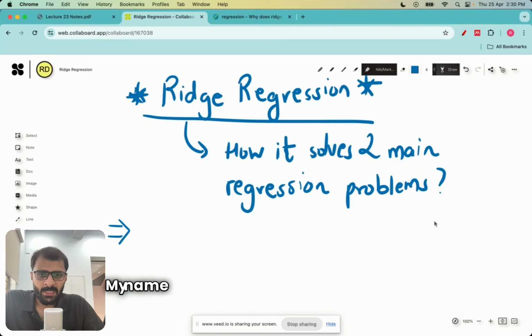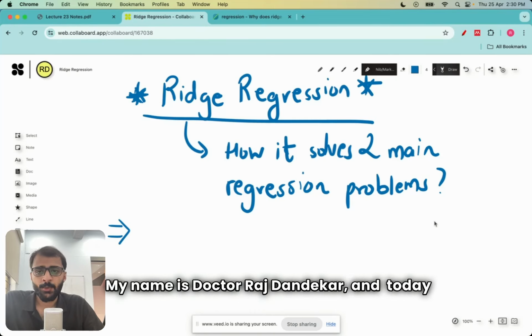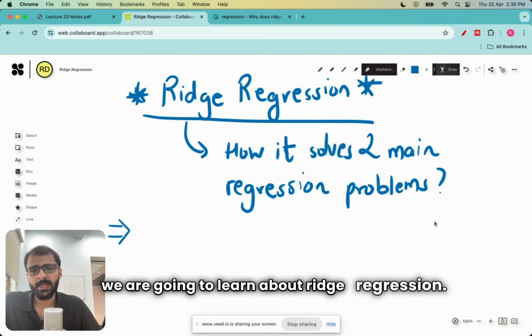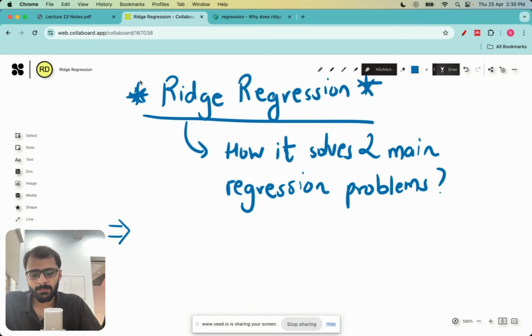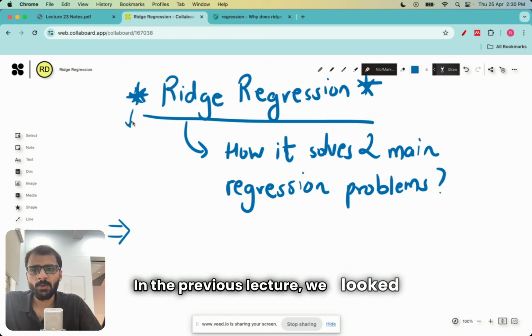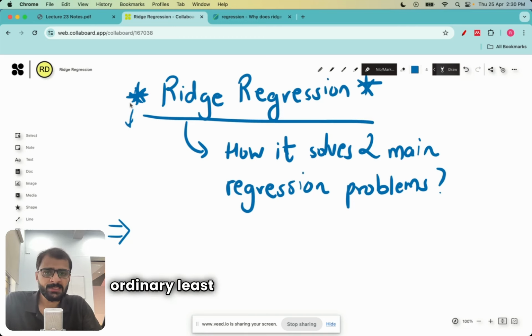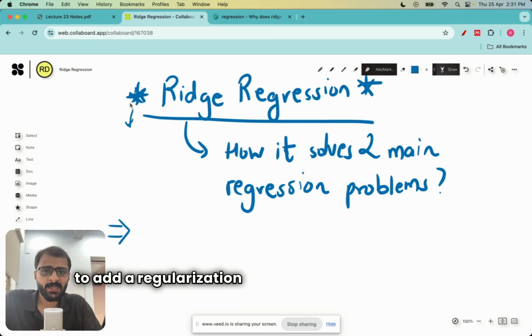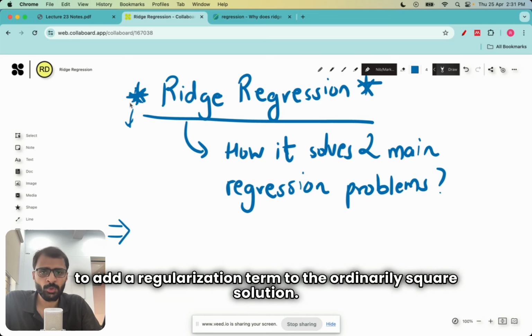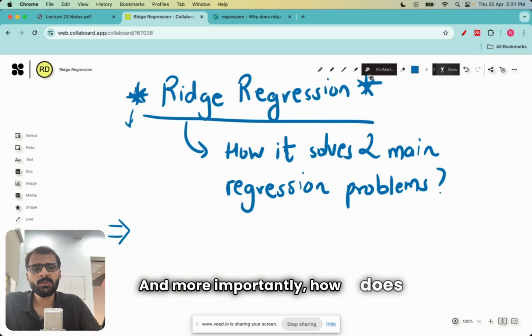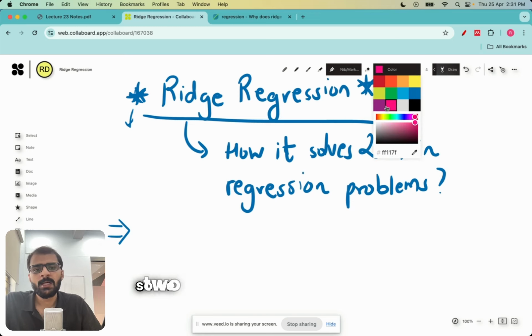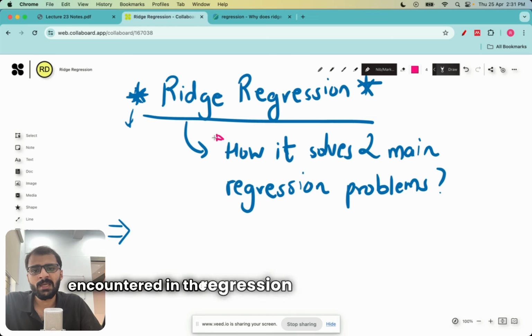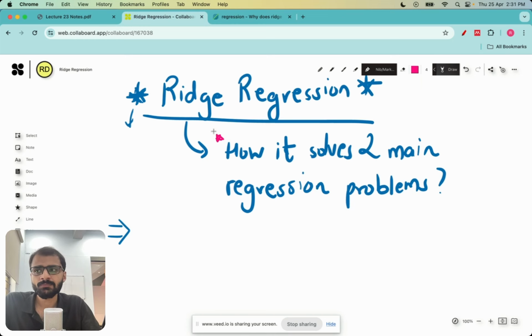Hello, my name is Dr. Raj Dandekar, and today we are going to learn about ridge regression. In the previous lecture, we looked at the ordinary least squares method, but we did not add a regularization term to it. Today we are going to see what it means to add a regularization term to the ordinary least squares solution. And more importantly, how does it solve two main problems which are encountered in regression without regularization?